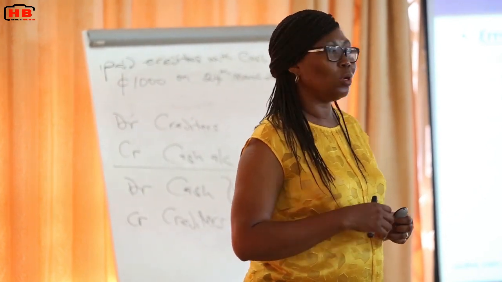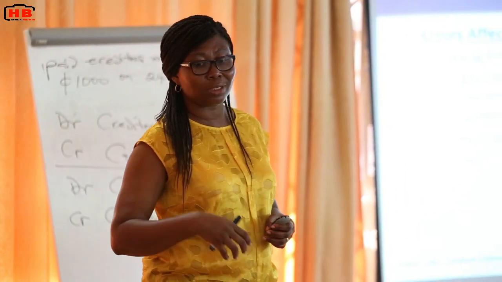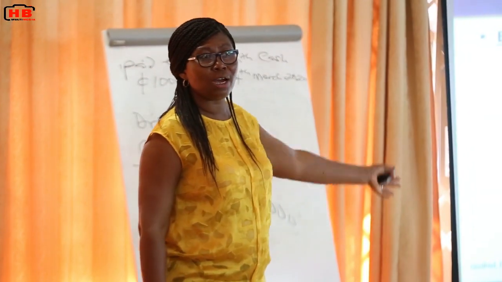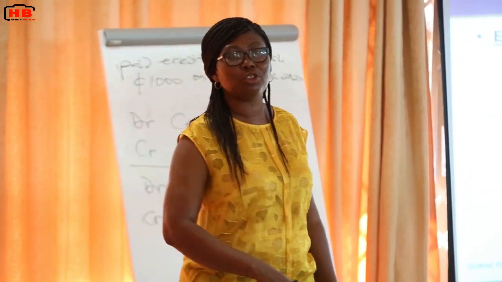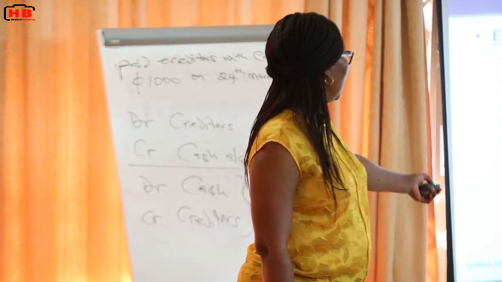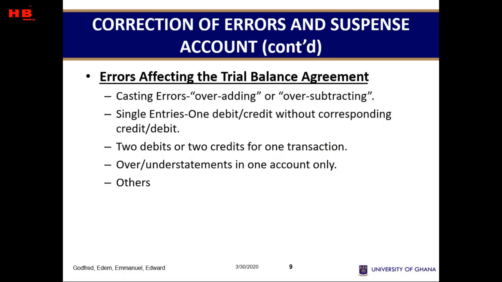We would have to look for it and make sure. It is a very difficult thing practically to do, where you have to go back and make sure that your trial balance agrees. It's quite a Herculean task, but we still have to do it. So, what are some of those errors? Casting errors.